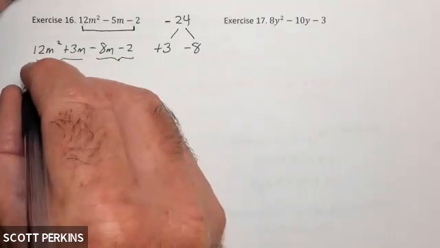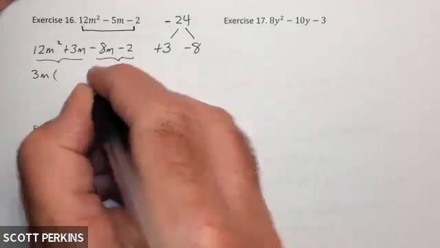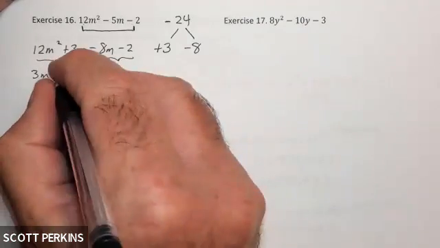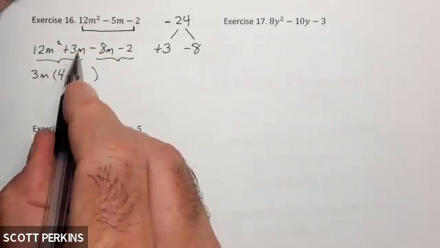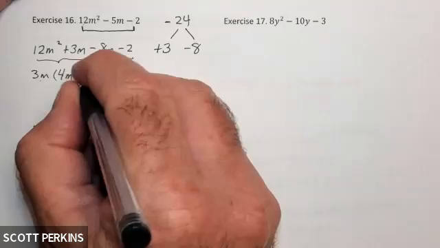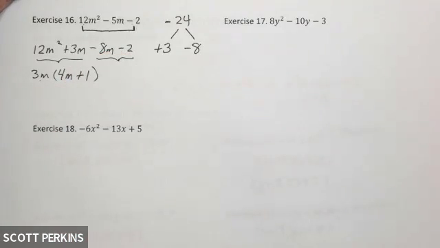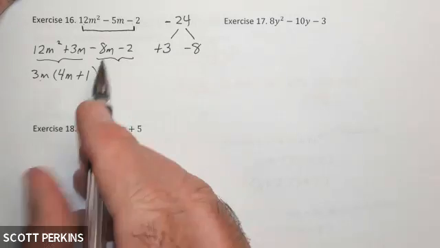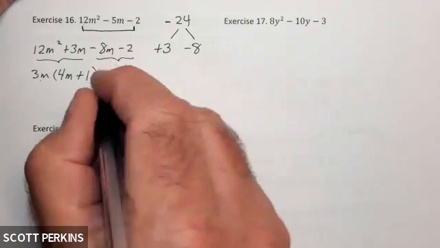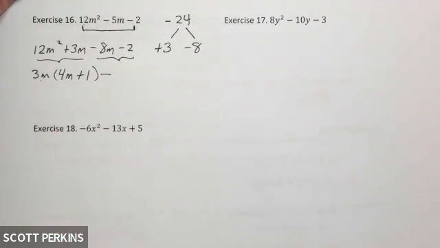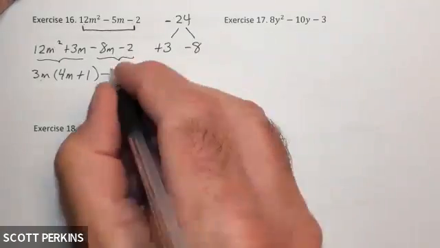Out of the first two terms, I can take a 3m. 12 divided by 3 leaves 4m. 3m divided by 3m leaves plus 1. We talked about that last time too. Don't forget that 1. That's important. I notice both of my last terms are negative, so I need to factor a negative something out. And 8 and 2 share a 2.